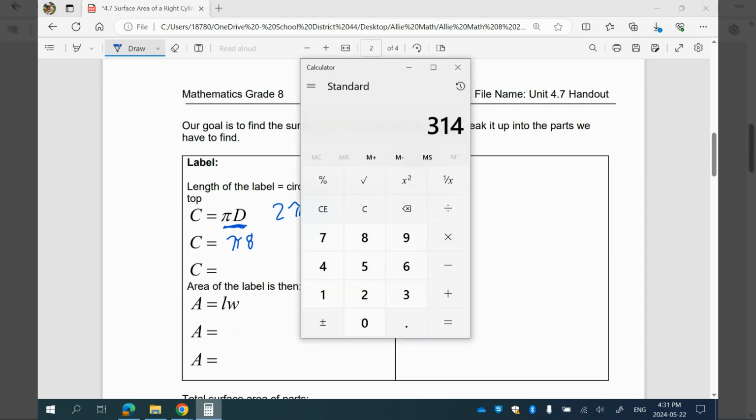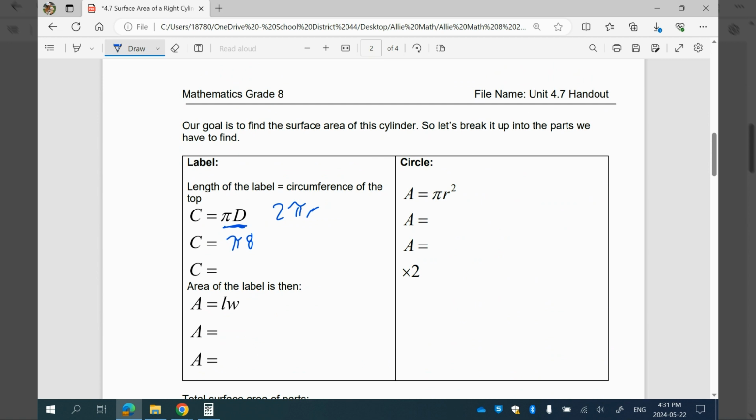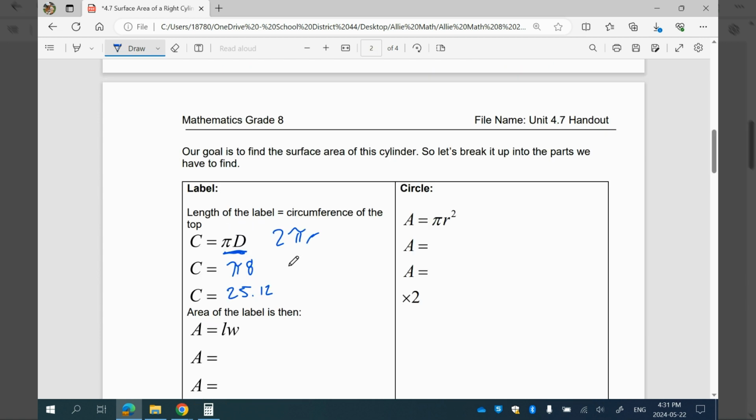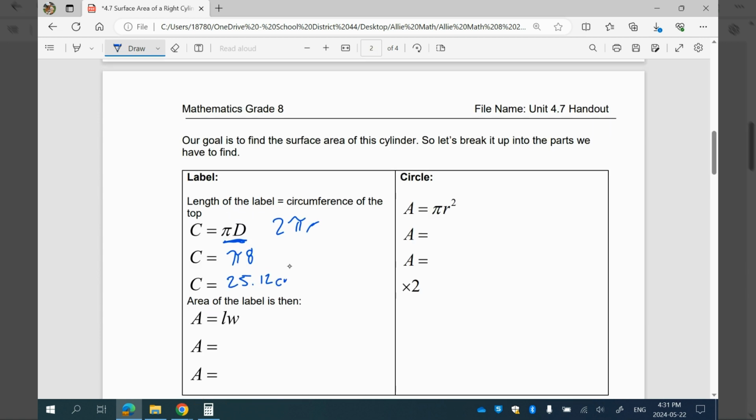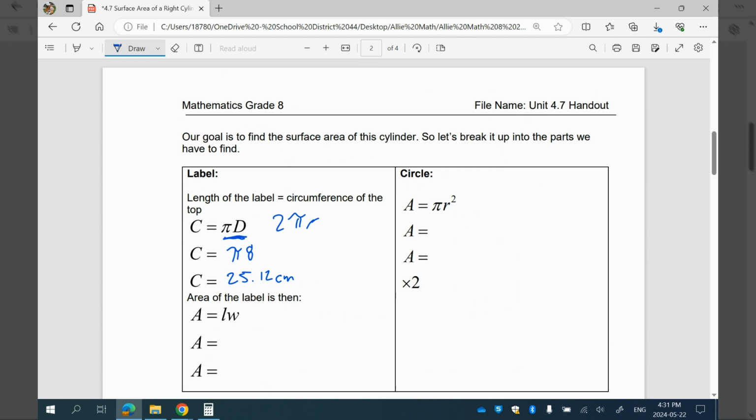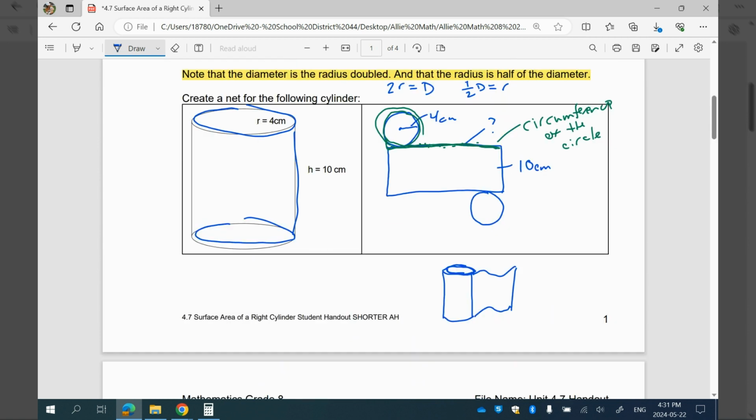Now let's use our calculator. 3.14 times 8 equals 25.12, and I think this is, sorry to scroll so much, centimeters. So now we know the length of this label. We now know that this is 25.12 centimeters. The circumference of that circle is the length of this rectangle, and that's the height of our rectangle, or the width.